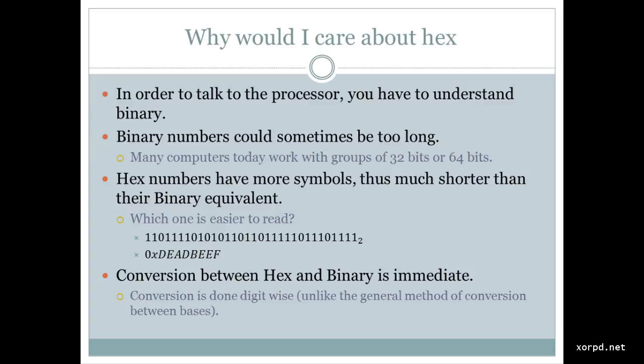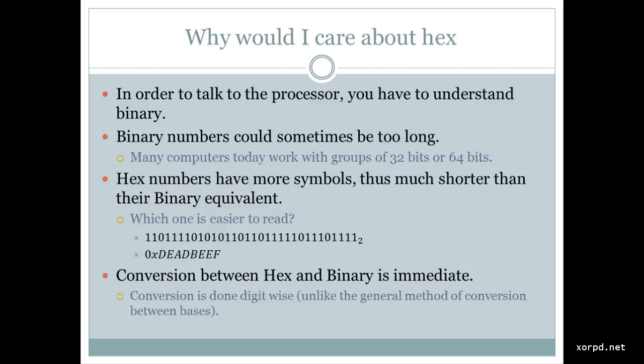Which one is easier to read? This one is the binary equivalent of this hex number. You can read it as dead beef. This one is, at least for me, kind of hard to read. I think the human eye is not good with lots of symbols that look the same and too many of them on the same line. There are no spaces. It's kind of hard to look at. But this one is not very hard to look at.